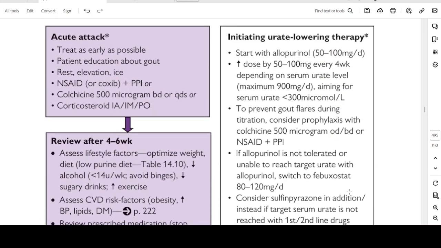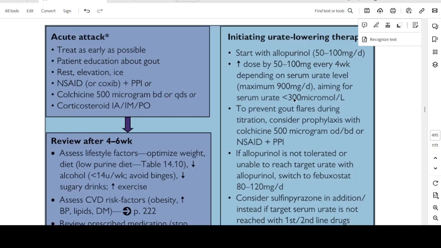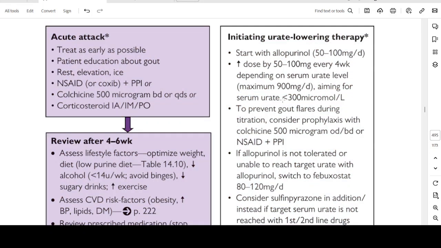Then after that, initiating a urate lowering therapy. Start with allopurinol 50 to 100 milligrams per day. Increase the dose by 50 to 100 milligrams every 4 weeks depending on the serum urate level, maximum of 900 milligrams per day, aiming for a serum urate less than 300 micromoles per liter. So your target in case of hyperuricemia will be a serum urate level in the range of less than 300 micromoles per liter.